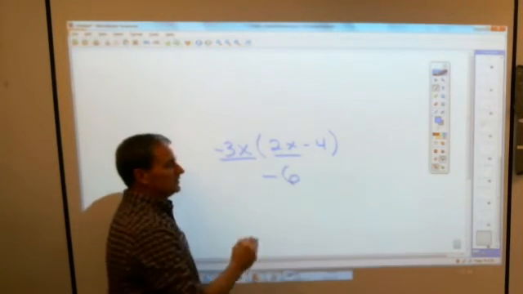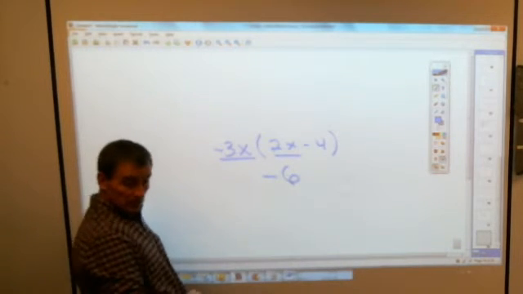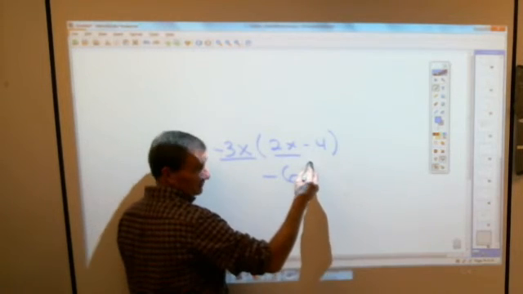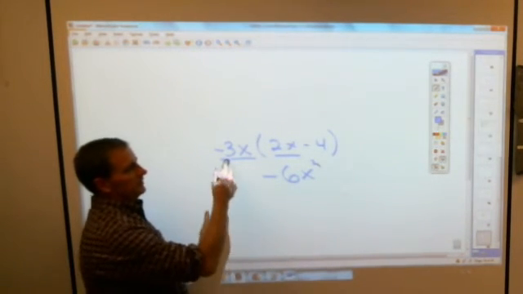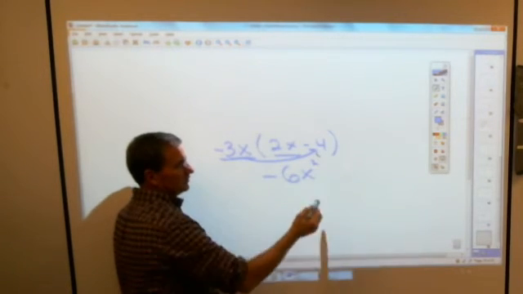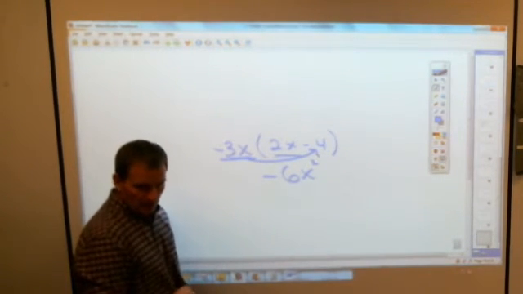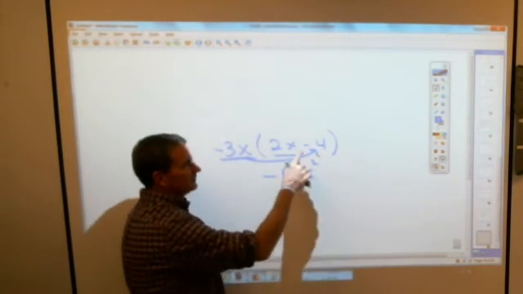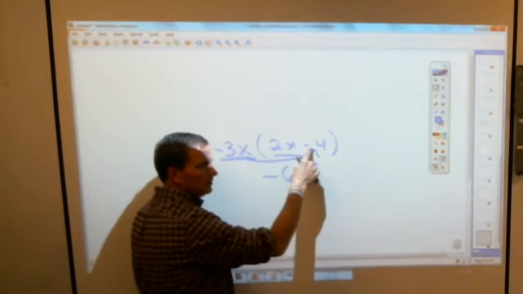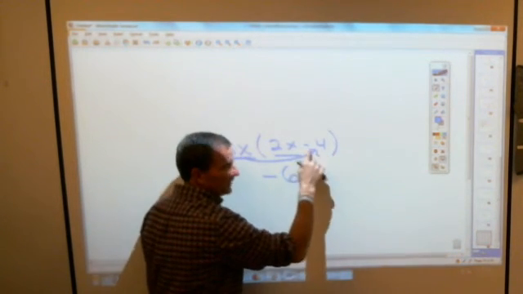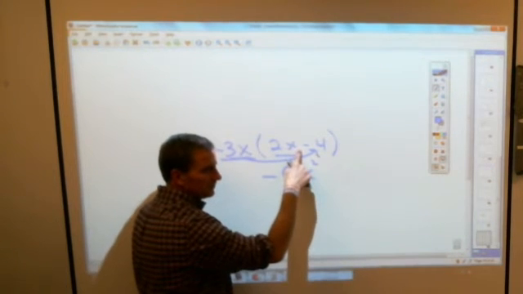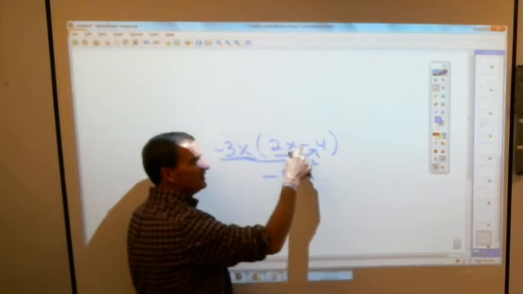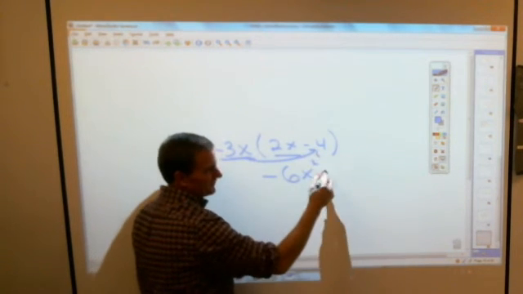It's going to be 3 times 2 is 6, and x times x is x squared. That's my first term, and then I have to multiply this times that second one. How many negative signs? This is negative 3x, that's a negative 4. So subtraction is the same as a negative. How many negatives, Caleb? Negative 3x, negative 4. How many negatives? Well, 2.